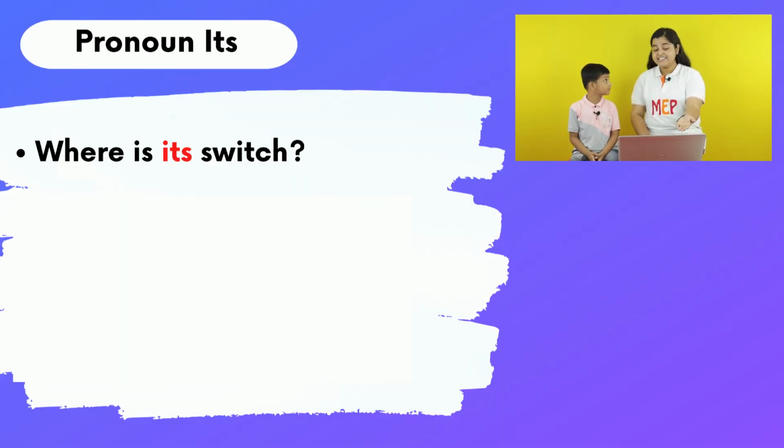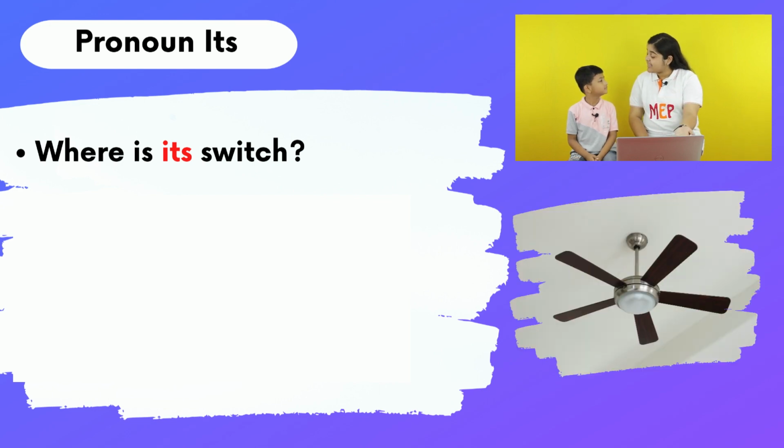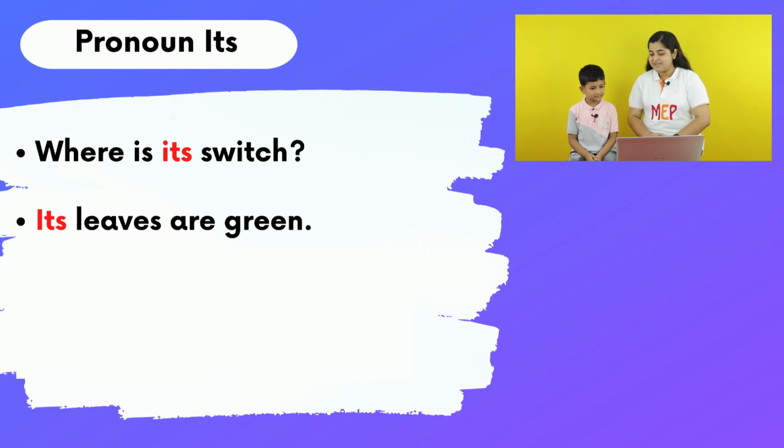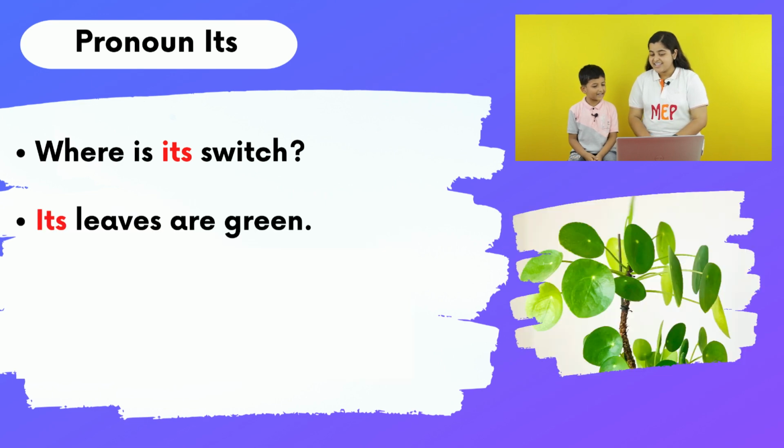So, Rudy, let's take our first example of pronoun its. Where is its switch? So, in this example, its is a possessive adjective which tells us that the switch belongs to third person singular. Now read the second example. Its leaves are green. Correct. So again in this sentence, its tells us that the leaves belong to third person singular.